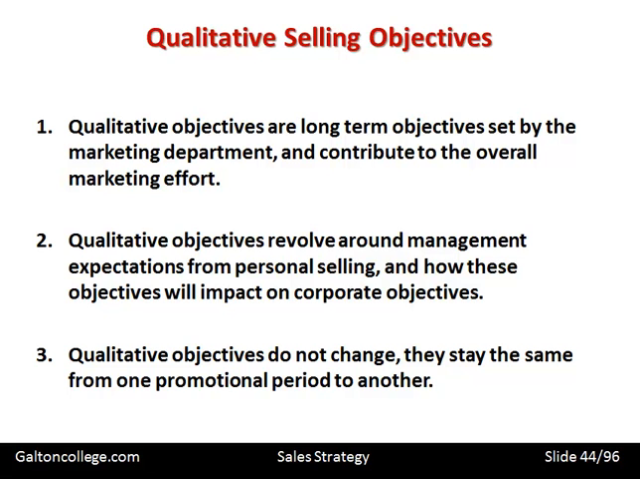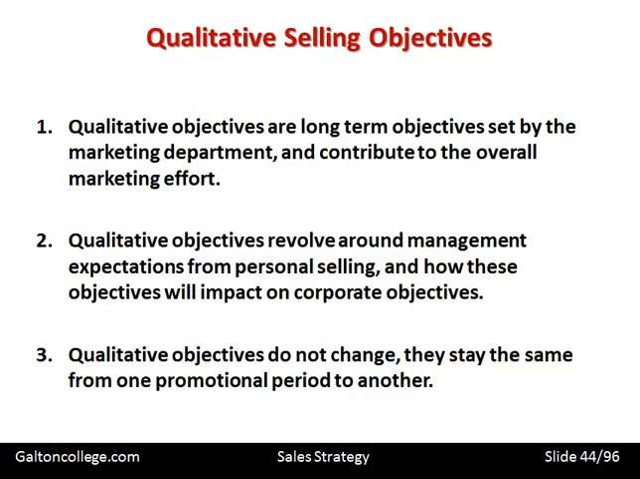Qualitative objectives do not change. They stay the same from one promotional period to the next. So once qualitative objectives have been set out, once the policy has been worked out, the management think they need to grow by 5% a year for the next 5 years or whatever it is. If that's what the management say, then they'll leave that. Just leave it and then try to achieve it and look to other aspects of marketing and sales to see if they can now achieve that target. So what can be tweaked further down?